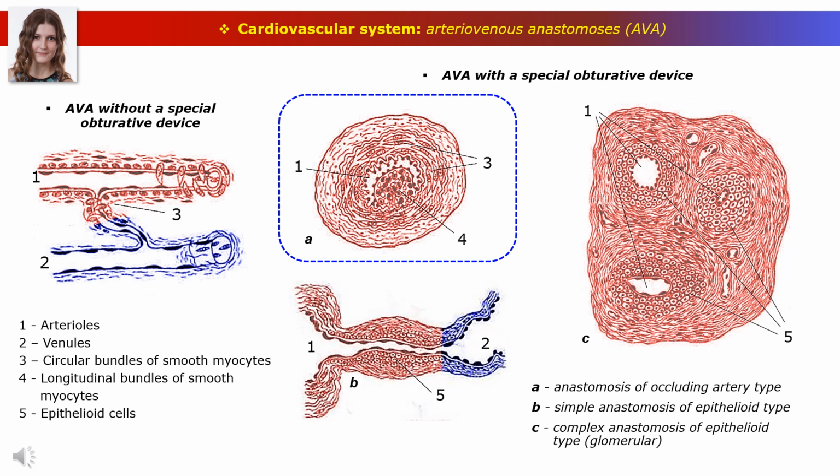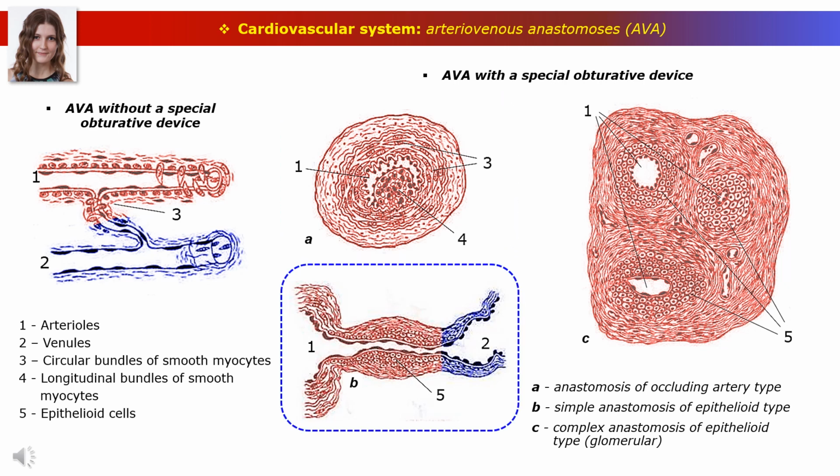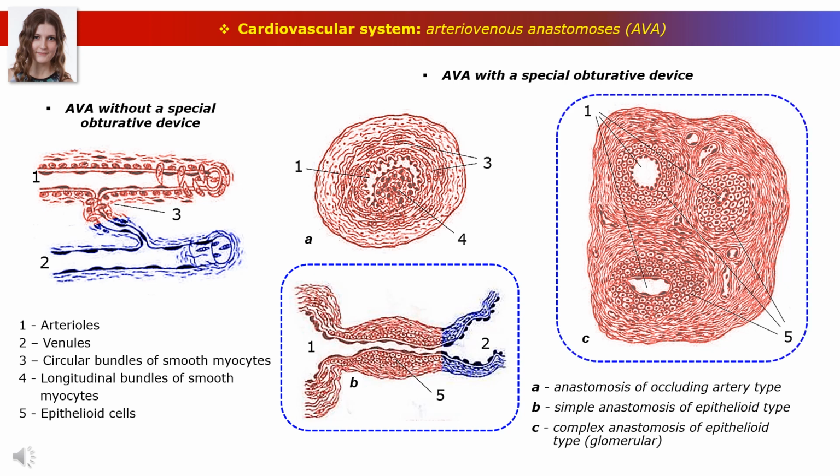Anastomoses of epithelioid type contain longitudinally oriented smooth muscle cells in the tunica media, which, at the venous end, are replaced by special epithelial-like cells. These cells are able to take on water and swell, thus closing the lumen of the vessel. Anastomoses of epithelioid type can be simple or complex. Simple ones include one branch of the arteriole, and complex ones consist of several branches forming a glomerulus, surrounded by a common connective tissue membrane.